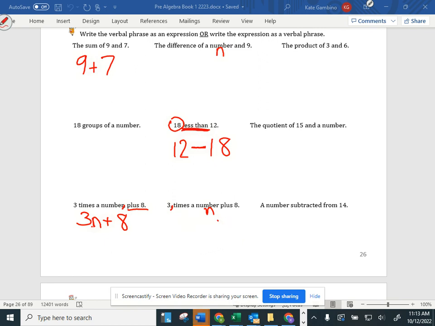Evelyn. 3 plus 8 times n. The parentheses around the 3 plus 8. Parentheses around the 3 plus 8. So a number plus 8. So you don't want the n being multiplied because it was a number plus 8. Oh my goodness, this is a tricky one.